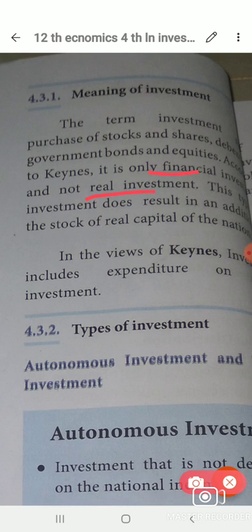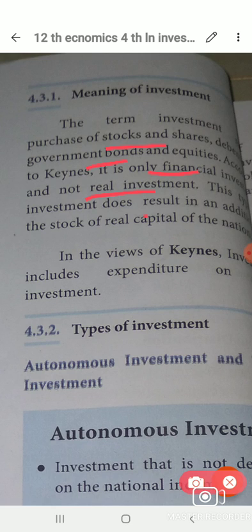So what is real investment? We spend for our own consumption, like land and building, because land and building cannot easily be converted into the value of money. But in financial investment, we can immediately change our amount. Government bonds, purchase of stocks and shares, we can easily convert into money, but we cannot easily convert money from land and building. So that is the meaning of investment.